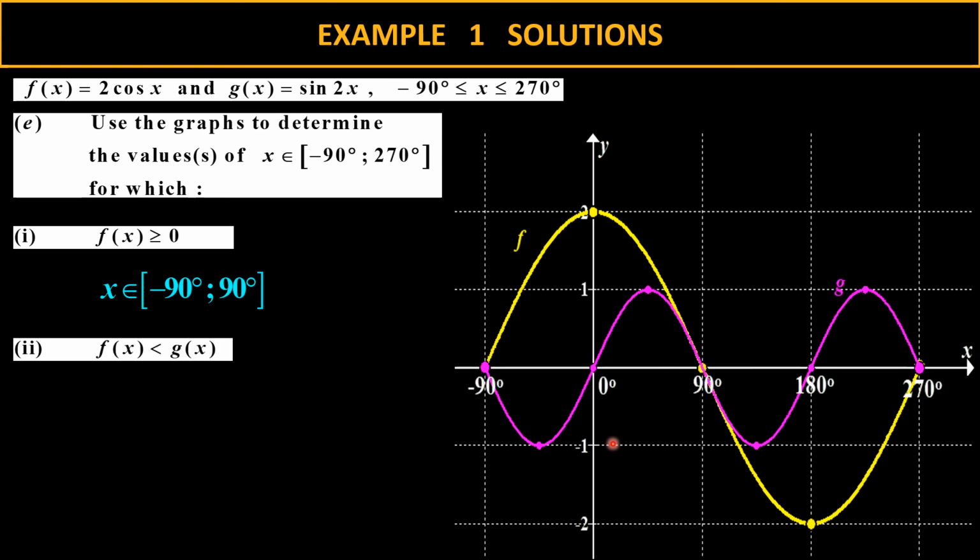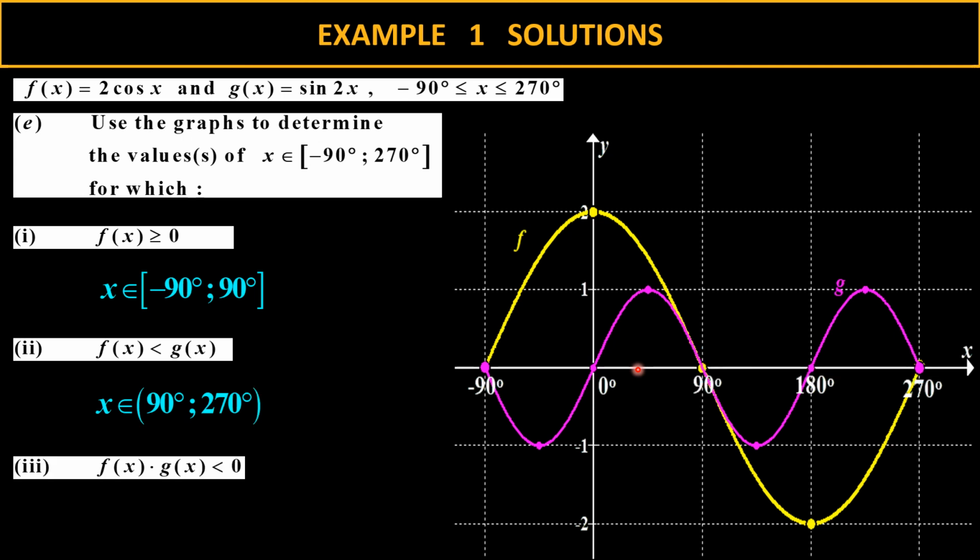Let's look at the next one. f(x) less than g(x), what does that mean? I need to use the intersection points. And you see there's the intersection points: negative 90, 90 and 270. Less than, where's the yellow below the g? Right, not above, there's the yellow below. And it's below there between 90 and 270. Because I don't have an equal, you see that's excluded. So it's 90 up to 270.